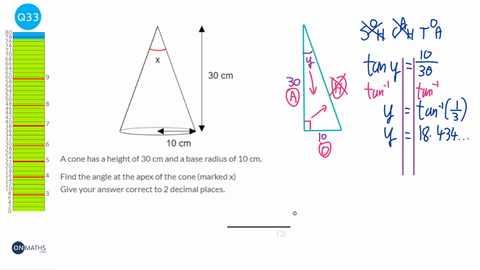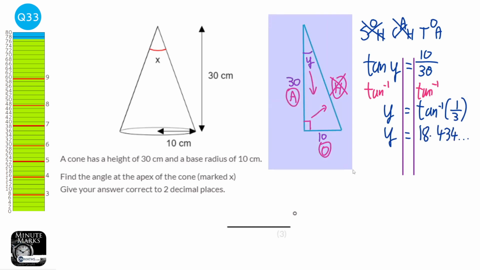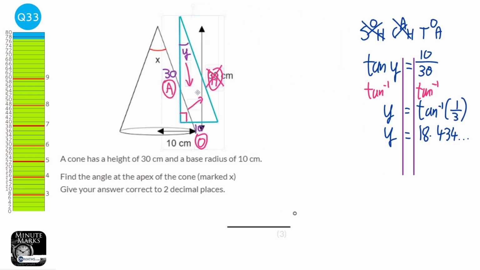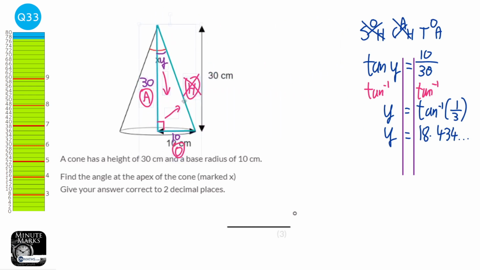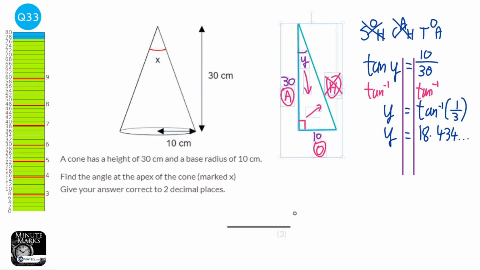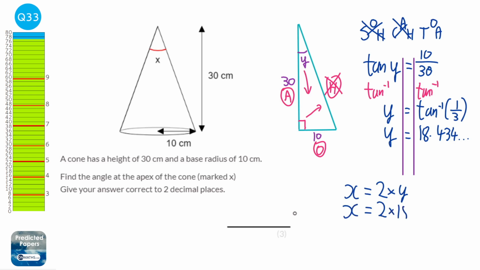Now, what I did at the start was I moved the diagram away from the cone. Let's just move it back and we'll see that y is exactly half of x, because we've drawn a line straight down the middle. So to find out what x is, all we need to do is double y. So x is going to be 2 times y. That's going to be 2 times 18.434 and so on, which is 36.869, etc. It says it wants it correct to 2 decimal places, so that's going to be 36.87 degrees.